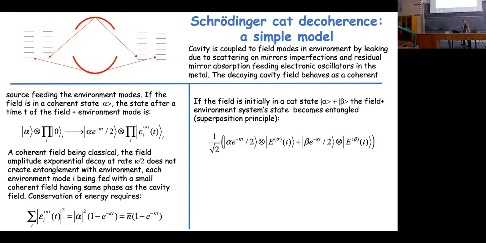Now, what we have to do is just apply the rules of quantum physics, the superposition principle. If you start not with alpha, but with a superposition of alpha and beta, alpha will decay. And again, the factor 2 is inside the exponent here. At time t, you will have here the state of the environment plus beta times the state of the environment corresponding to the component beta.